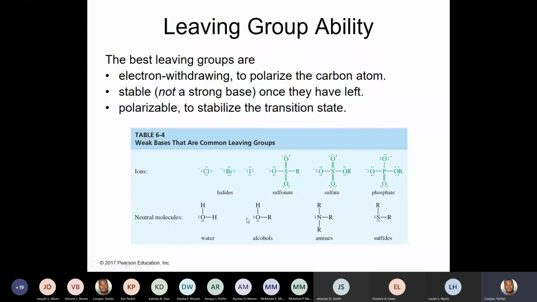Water and alcohols and things like that, these typically can leave, but they need to have a positive charge. We'll see different systems here a little bit later, right? So leaving group ability really depends on when you come off, how stable are you once you leave the molecule? And you need to be electronegative or have resonance to be a good leaving group. If you don't have those effects, you're probably going to be a nucleophile. You're going to add right back.